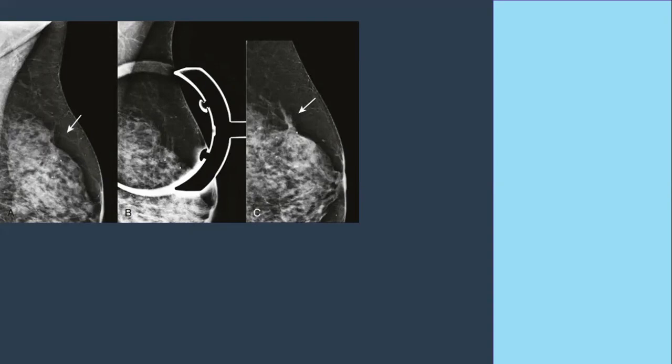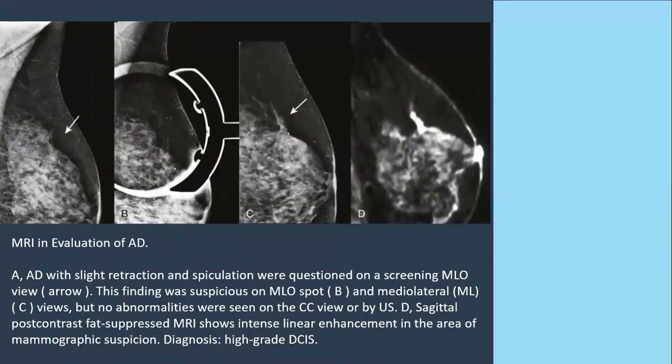So what should be the next? It will be ultrasound. If ultrasound doesn't show abnormality, what should be the next? If they have no facility of tomosynthesis, follow-up? Biopsy? Okay. If they have other facilities like MRI, before biopsy, yes.